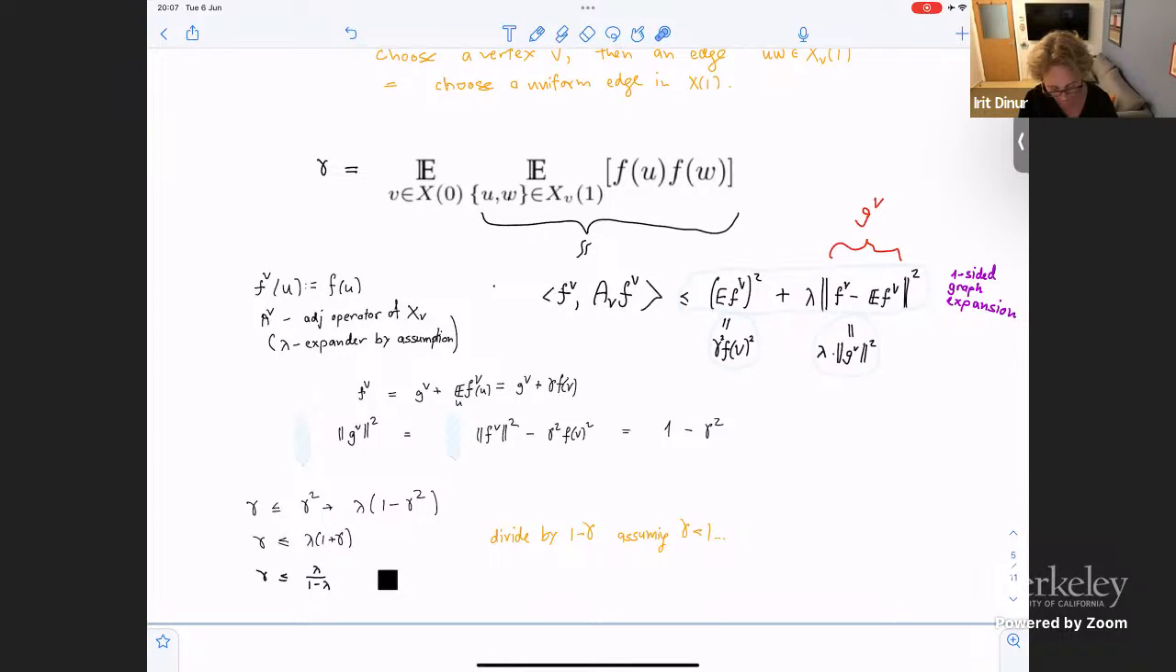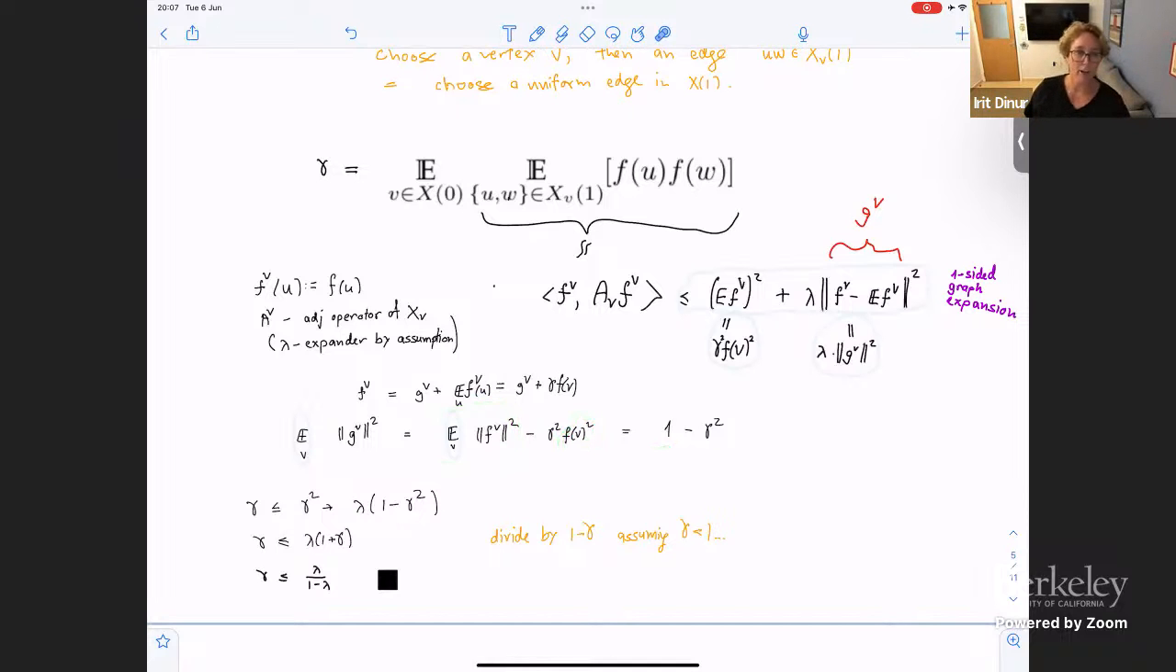Okay, G of V squared, this is Pythagoras' theorem: G of V squared plus this constant thing. This is like the constant function, which is orthogonal to G of V. The sum of these squares equals this square. So you get this equation, you take expectation over V, and what you get is, well, this is just the expectation of F squared, which we assumed is 1. And this is again the expectation of F squared, which we assumed is 1. So you get 1 minus gamma squared.